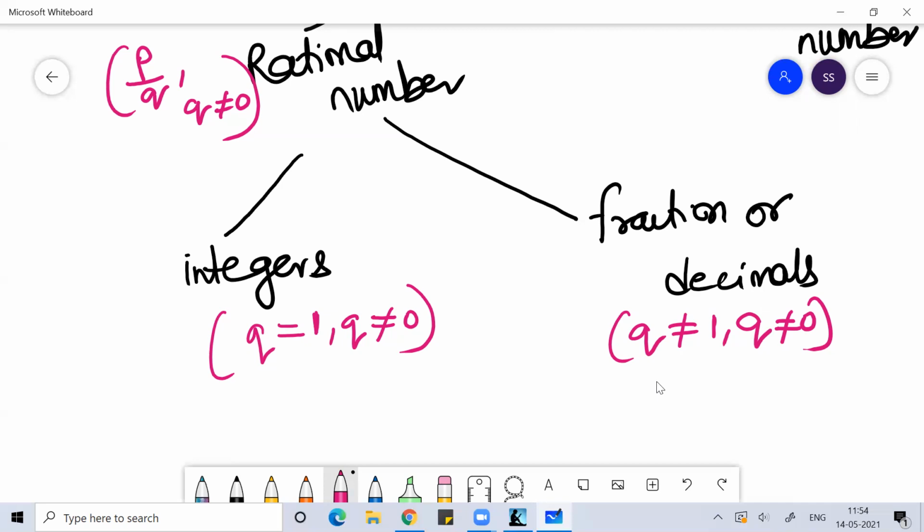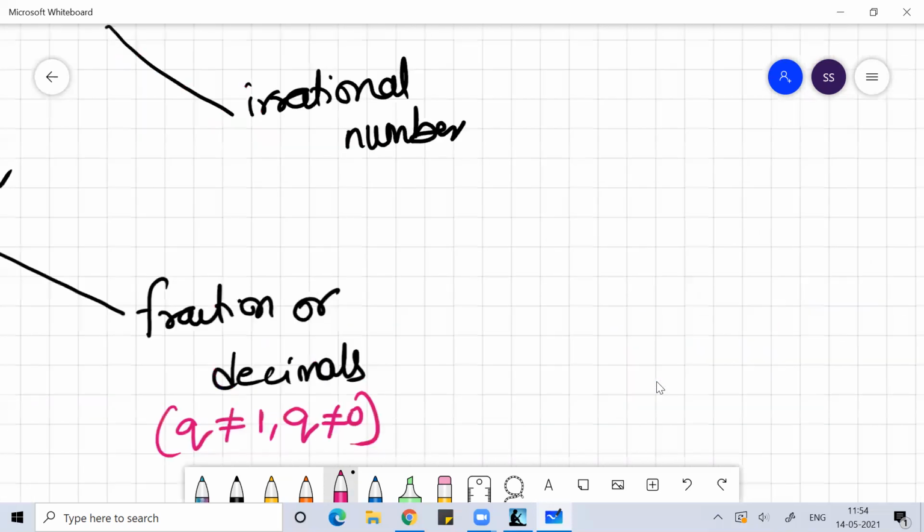You got it now? Real numbers are of two types. They can be rational numbers or they can be irrational numbers. What are irrational numbers?